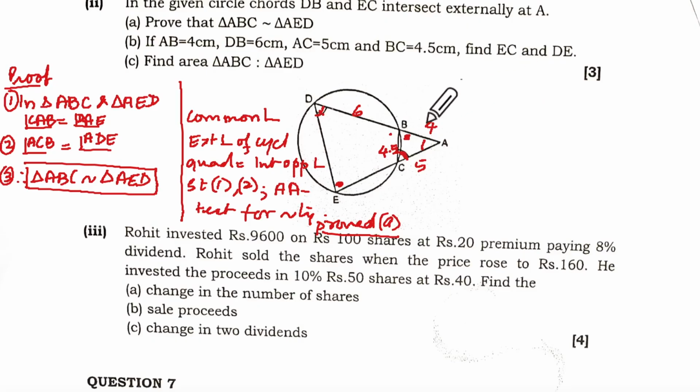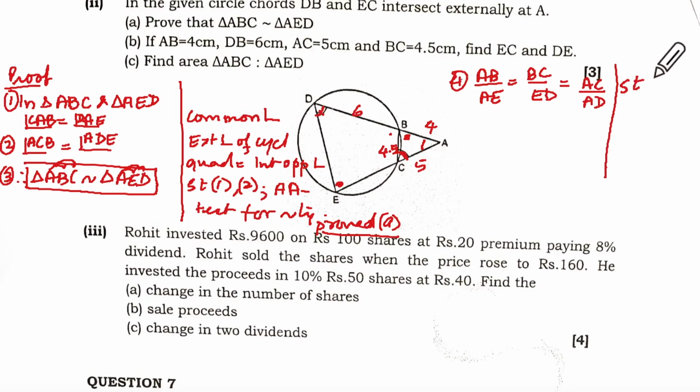Okay, so obviously you'll have to take the ratio of the corresponding sides. So we'll have to do this umbrella. So let us write statement number 4. Tell me AB upon AE equal to BC upon ED. Very good. BC upon ED equal to AC upon AD. And the reason is statement 3 and corresponding sides of similar triangles are in proportion. Very good.